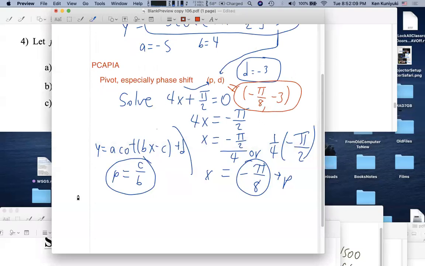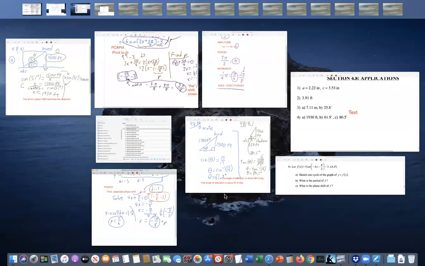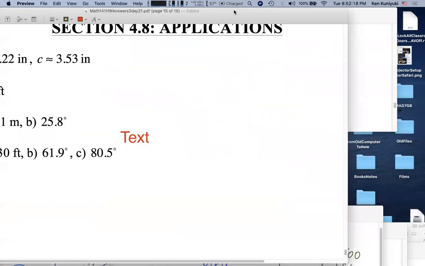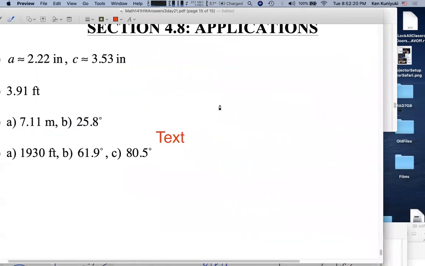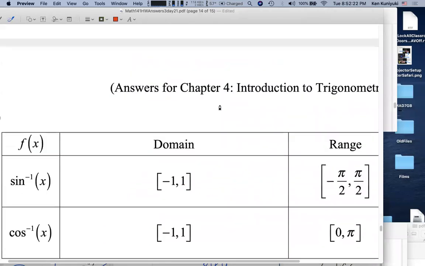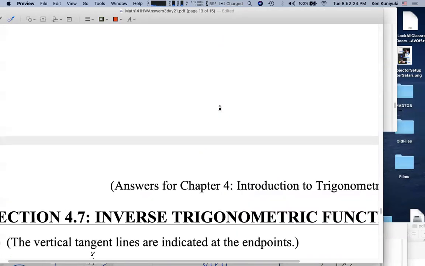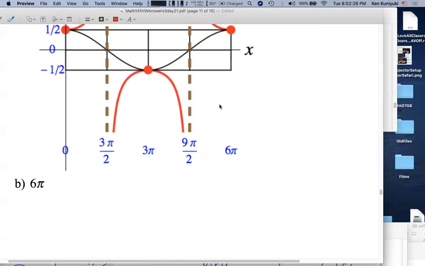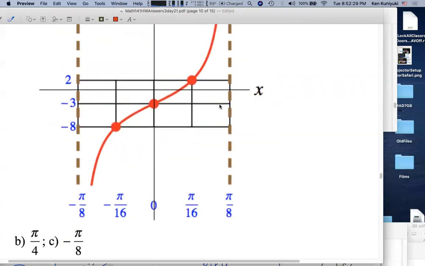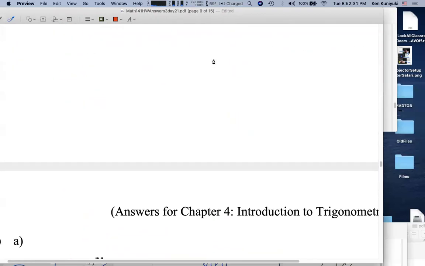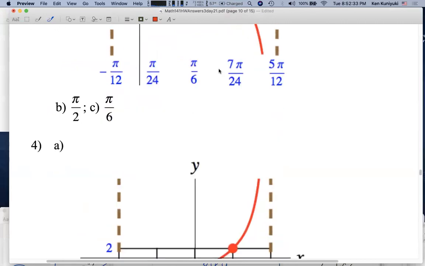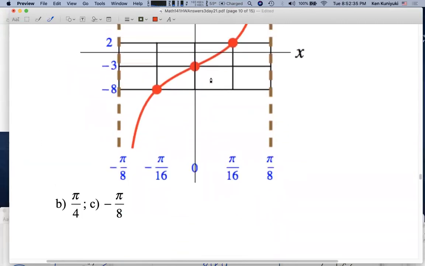Let me get the answers. Oh, here they are. Yeah, negative pi over 8, right. And that's the answer to C, negative pi over 8.